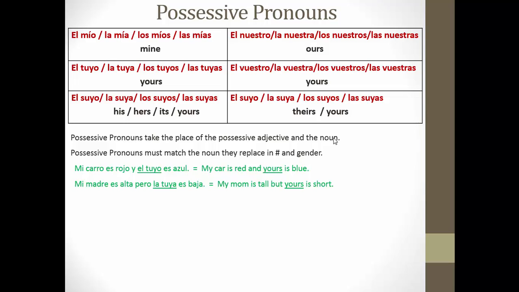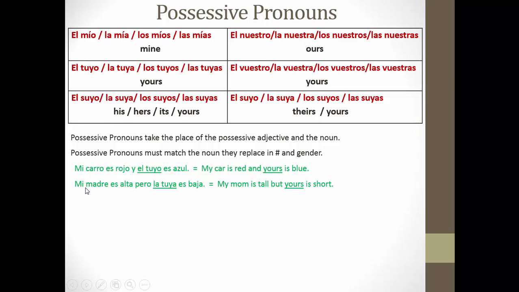So, also, you should know about possessive pronouns. They must match the noun they replace in number and gender. Not surprising, that's the same thing that you did with long possessive adjectives. All right, let's look at these examples. My car is red. Mi carro es rojo. Yours is blue. El tuyo es azul. So yours, there's 4 ways to say yours. El tuyo, la tuya, los tuyos, las tuyas. We picked el tuyo because we were talking about your car. And that possessive pronoun has to match in number and gender. Car is masculine singular, so we picked the masculine singular way to say yours.